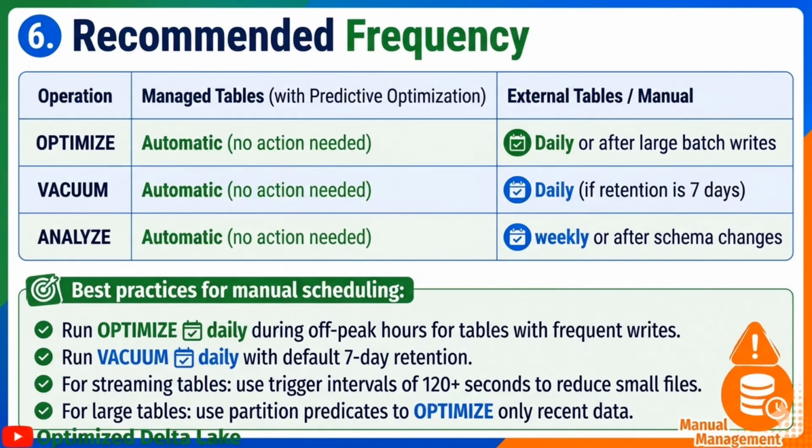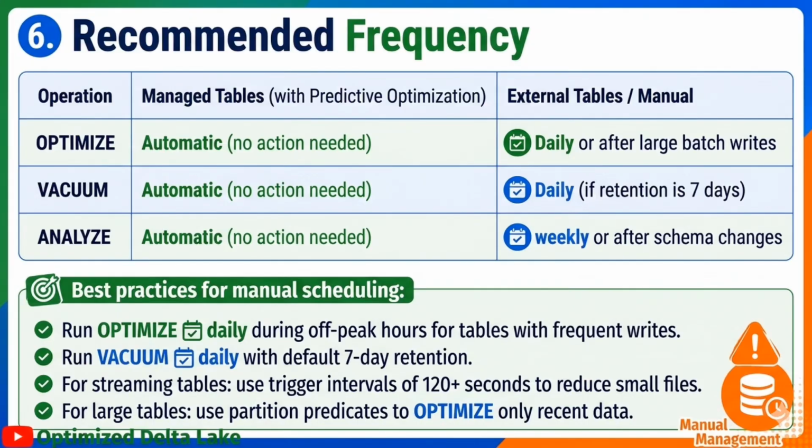There are also some important best practices for streaming tables. For streaming workloads, use trigger intervals of 120 seconds or more. This helps reduce the creation of small files, which can otherwise affect performance and increase maintenance requirements. For large tables, another useful practice is to use partition predicates with Optimize. This allows you to optimize only the recent data instead of processing the entire table, which can make maintenance more efficient.